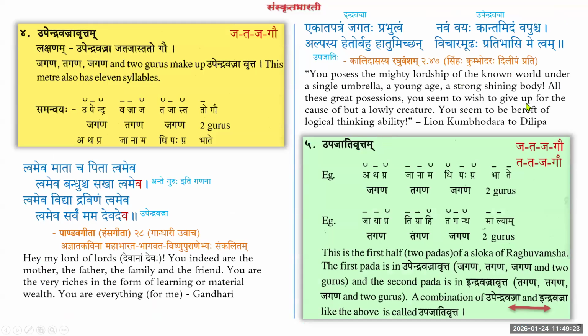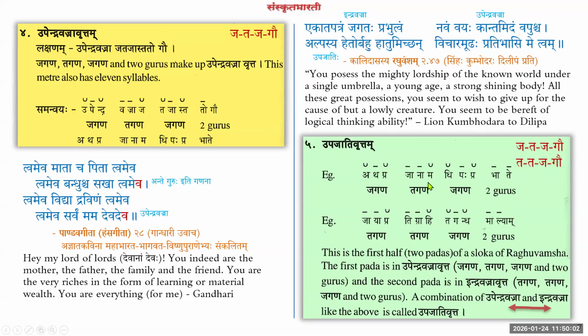So I don't need to read this English, but it's nice. So let's read it. You possess the mighty lordship of the known world under the single umbrella, Ekatapatram, a young age, a strong shining body, all these great possessions. See, even today, even in English, the phrase "let us consider it all together under a single umbrella" is used. If they want to research where it came from, the umbrella is held for the kings who are kings of kings. Interesting. All these great positions you seem to wish to give up for the cause of but a lowly creature. You seem to be bereft of logical thinking ability.